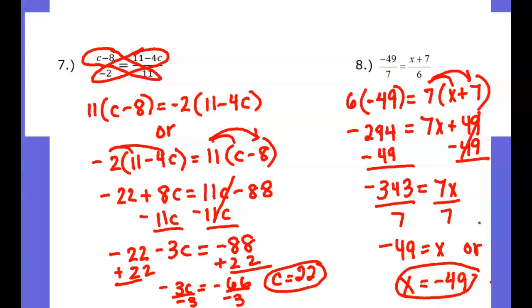Okay. All right, so all we did today was add on all real numbers and no solutions for solving equations, and then we did some proportions.